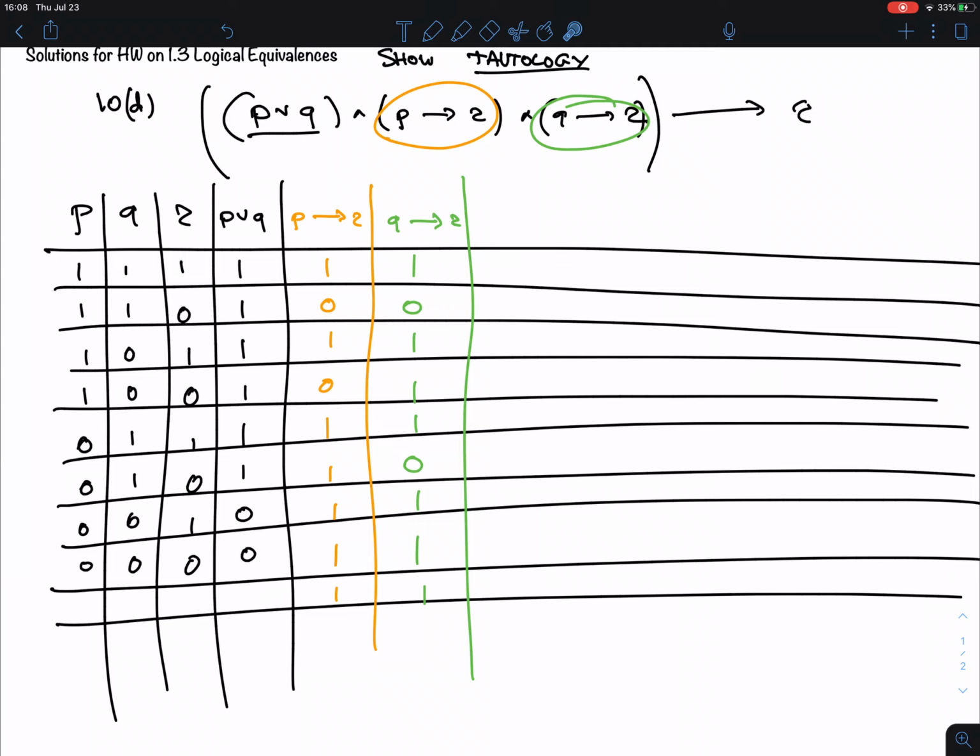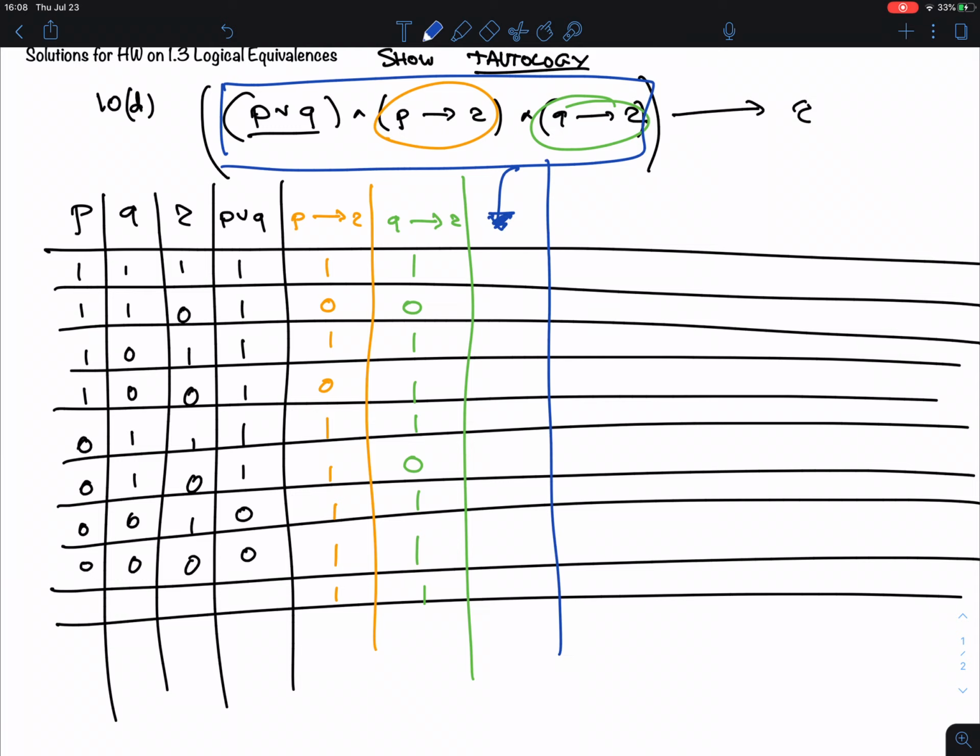So I'm asking, when is this whole expression, this blue expression, the whole thing between parentheses, going to come here? When is this true? It is true if all three of them are 1. So we're looking in this, and in this, and in this for all ones. So this happens here, and this happens here, and that's it.